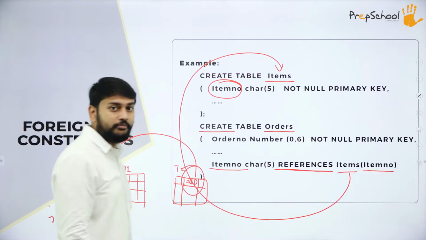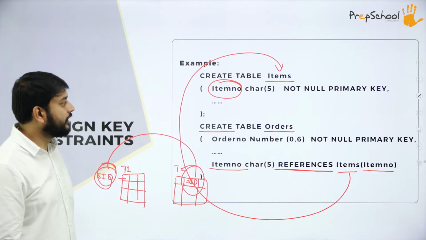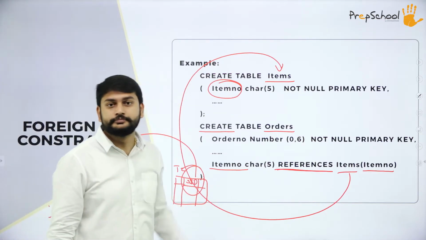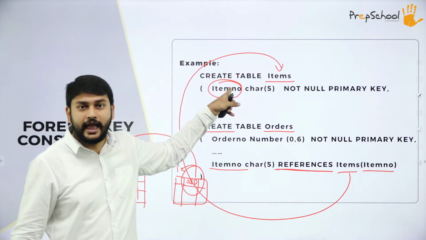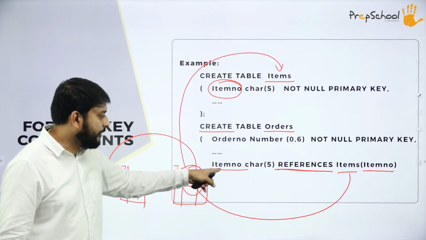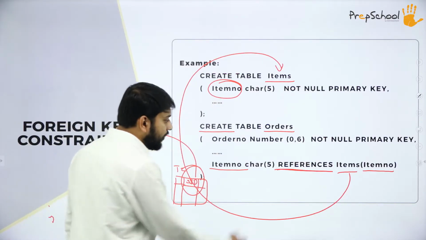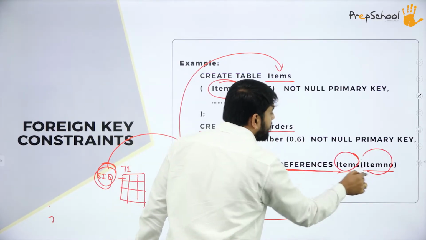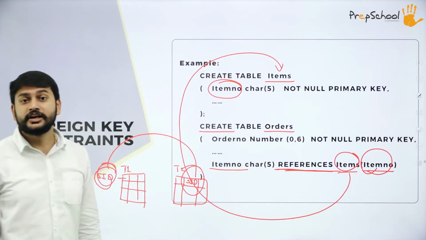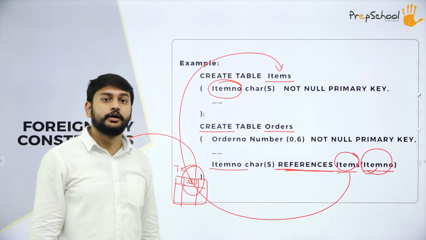Item number is the column name that I'm referring to. You got my point? I'm taking exactly the same column here. So with the help of the keyword references, this is the table name here, and this is the column name here. That is what you have to remember.